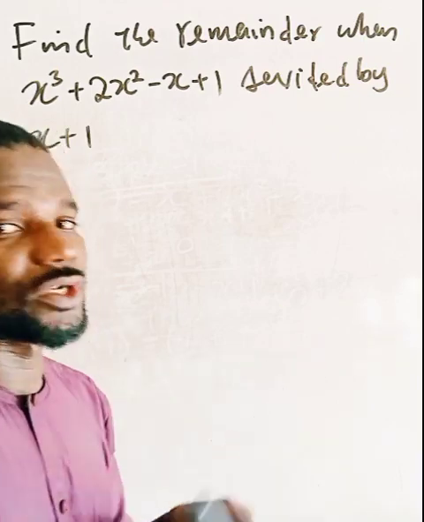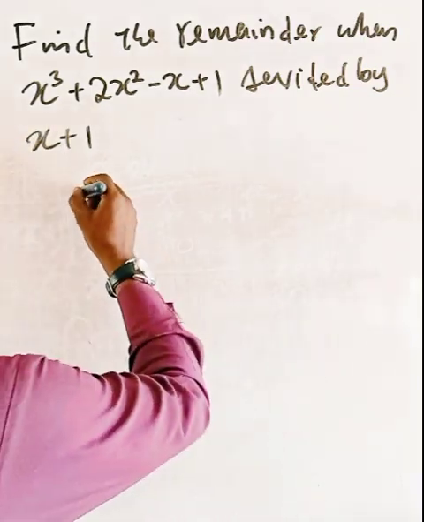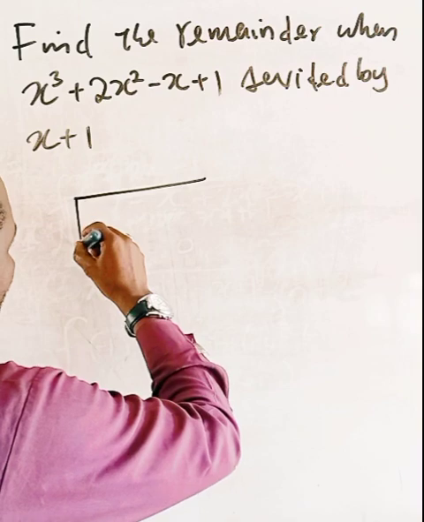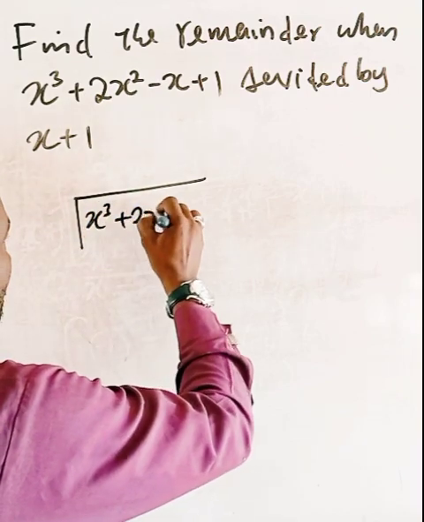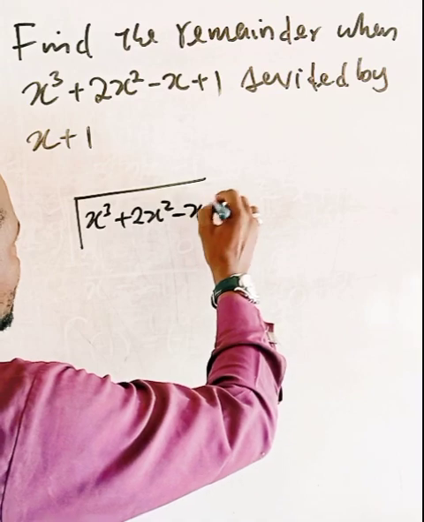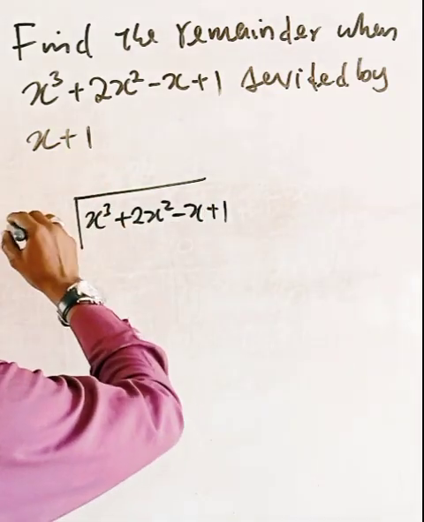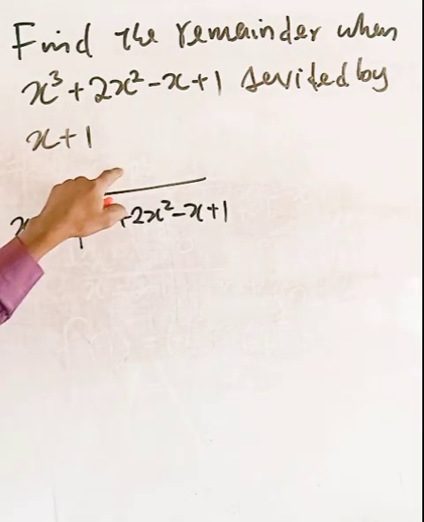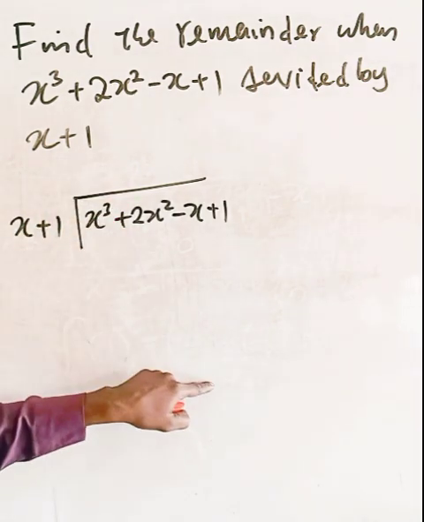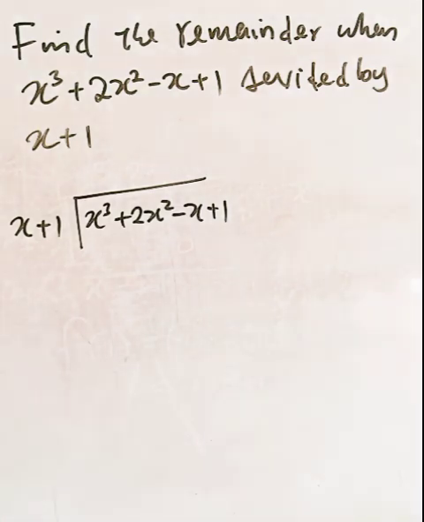So let's use the long division method. Firstly, you should write this line. Take your function x cubed plus 2x squared minus x plus 1. Then take your divisor x plus 1. We call this a function, we call this a divisor. The answer you have here is called a quotient, and the last thing you have is called a remainder.